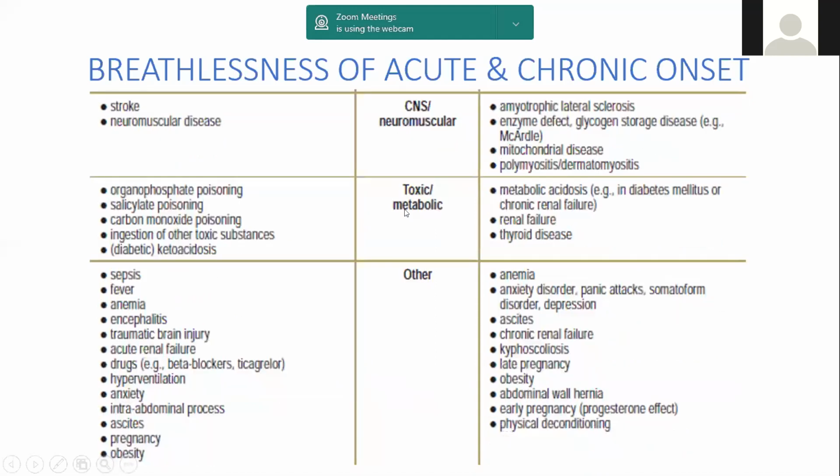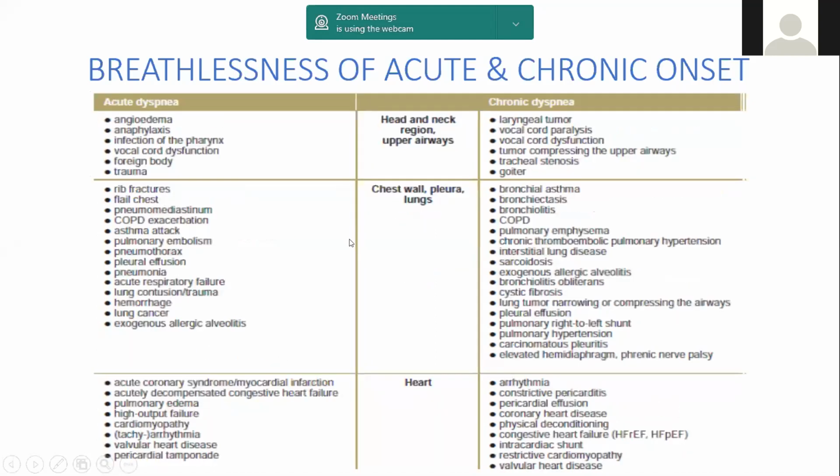There are the cardiac causes. There are, sorry.